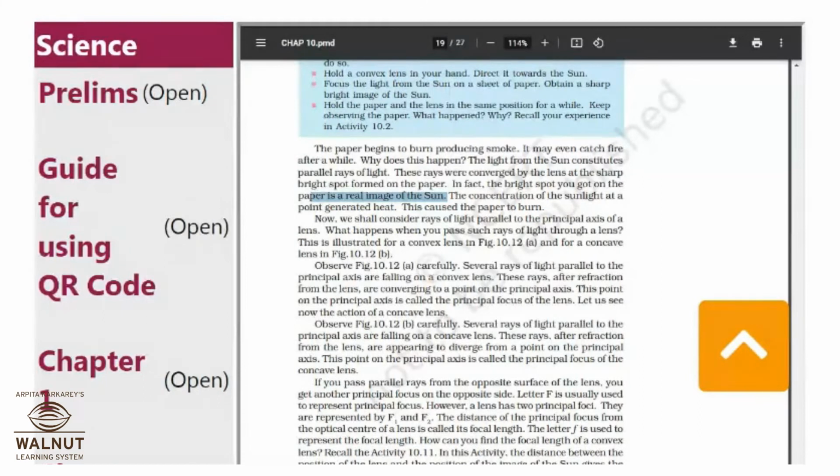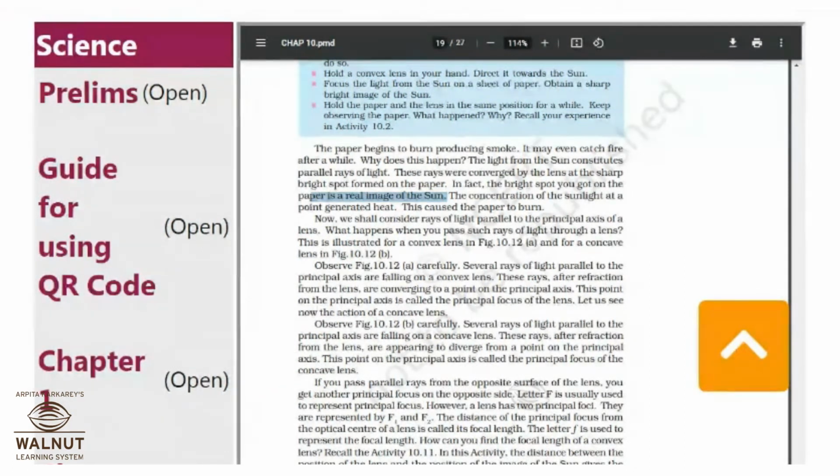What do you mean by a real image? The image you can take on any screen, on the wall or on a paper, right? And a virtual image you cannot take on a screen. Virtual is what you can see yourself in a mirror. That is a virtual image that you cannot take on a screen.